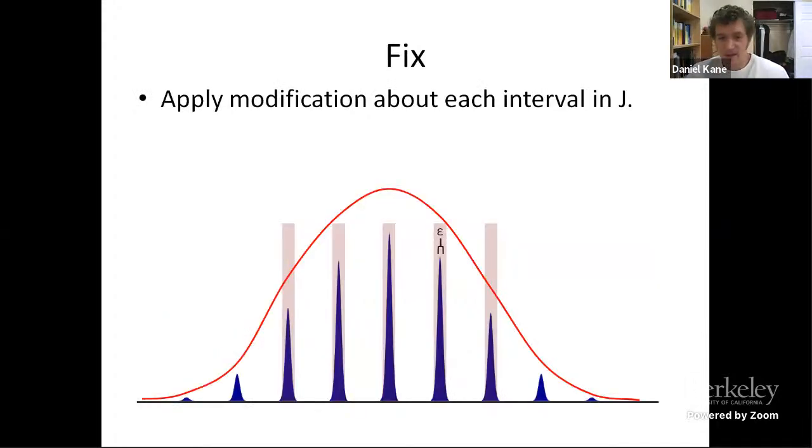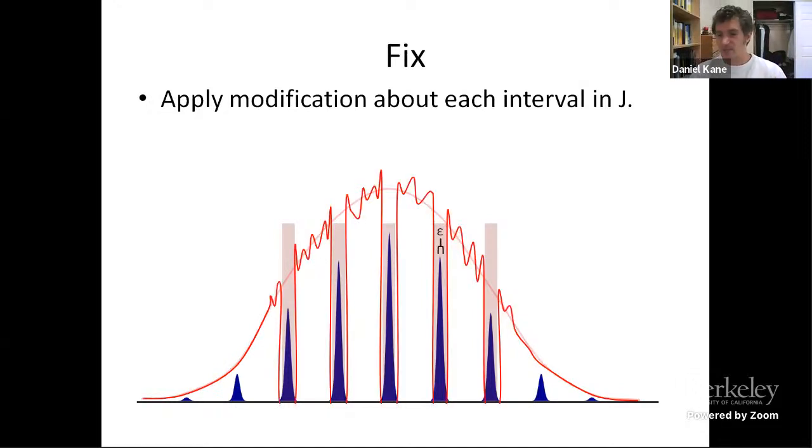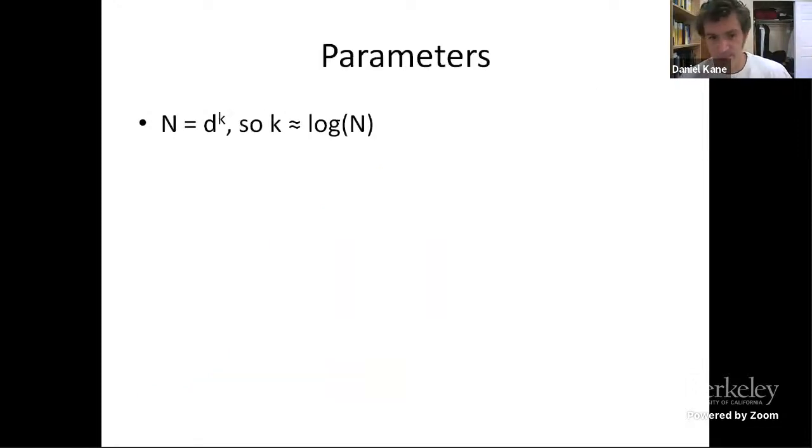Once we have that, we can just apply this modification to A around each interval of J. Each interval of J is a tiny interval. We can modify A on some bigger interval so that we move the mass off of J, but keep the moments the same. So we have some distribution here. Now A has no mass on J, which is great.